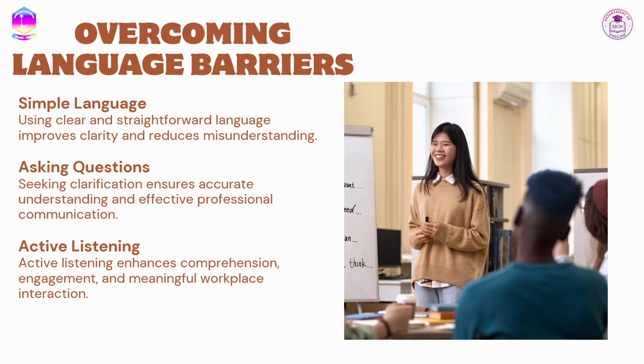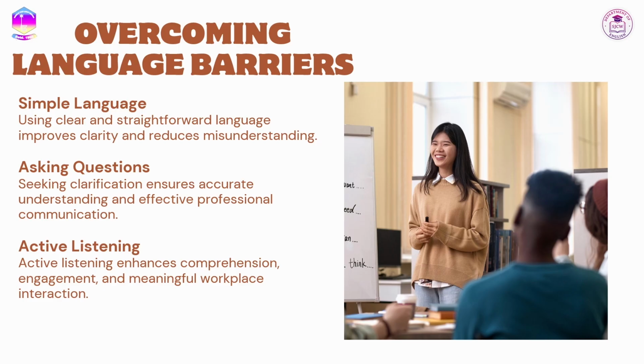Using clear and straightforward language improves clarity and reduces misunderstanding. Secondly, asking questions. You seek clarification. If you are not sure about anything, you just ask them, question them. Accurate understanding will definitely help you to be an effective professional communicator.